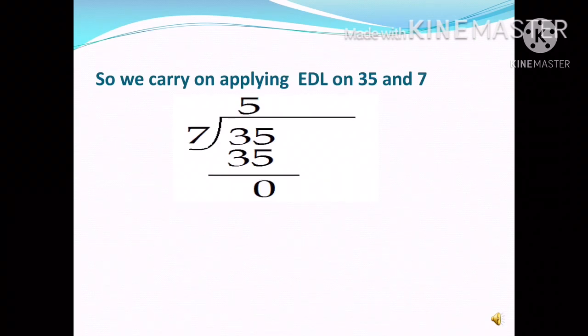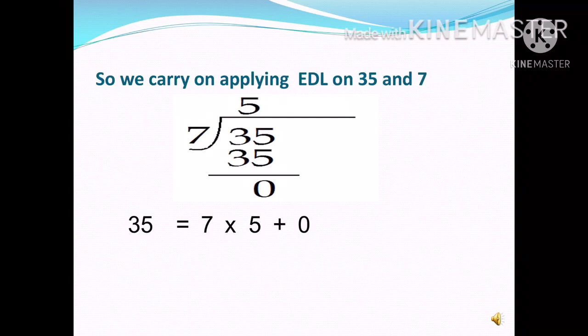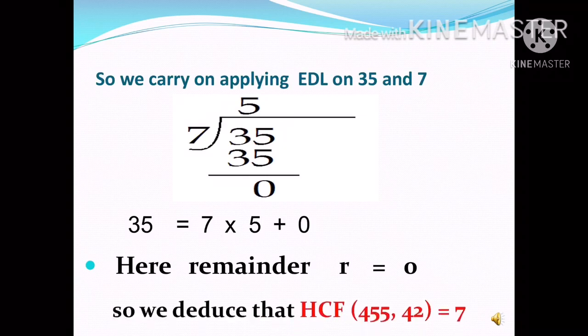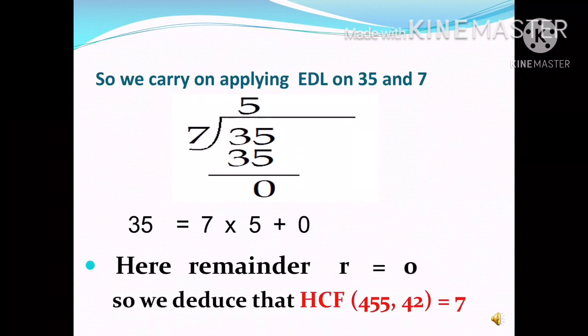On dividing 35 by 7, 35 can be expressed as 7 into 5 plus remainder 0. Here remainder is 0. Therefore, the divisor in the last step, that is 7, is the HCF here. So we write HCF of 455 and 42 is 7.